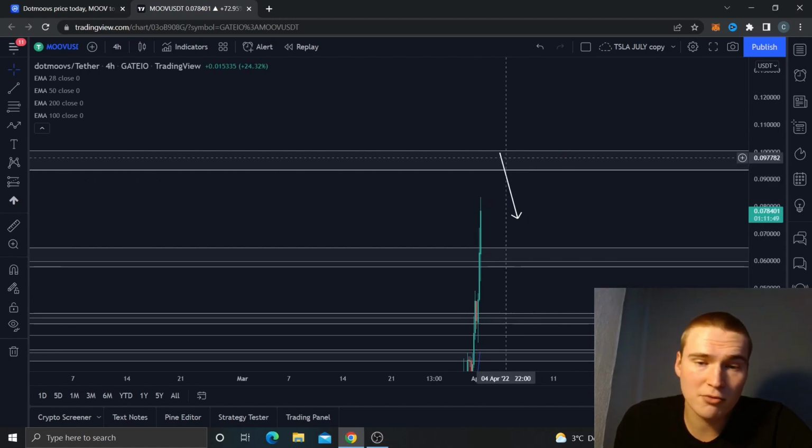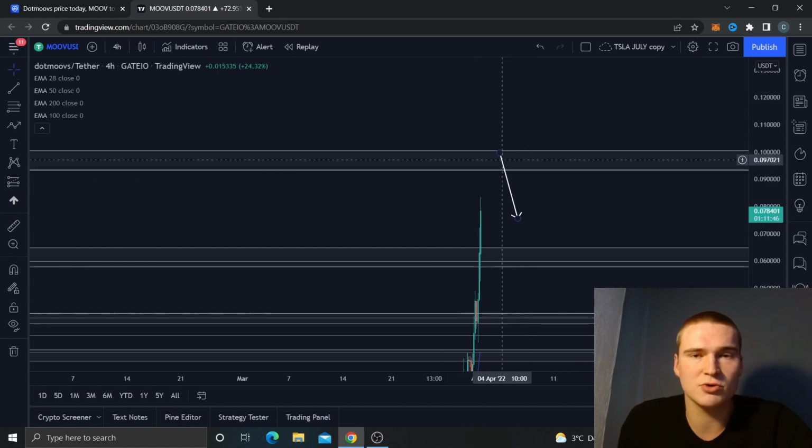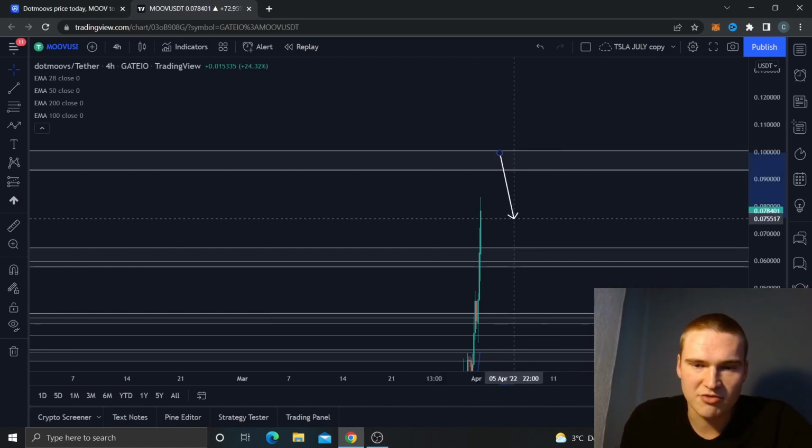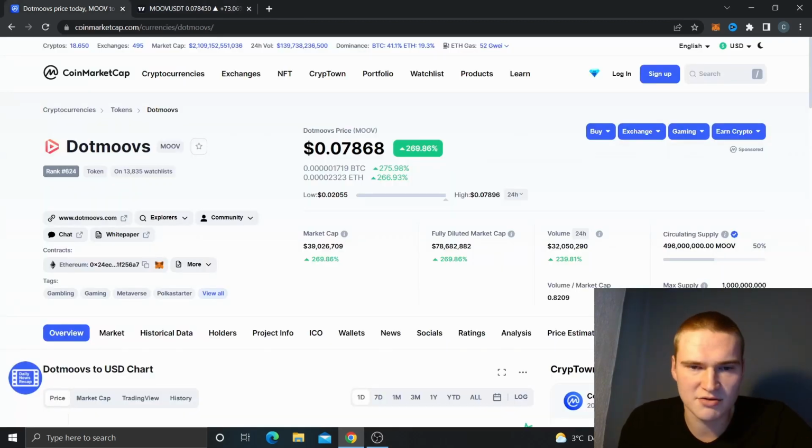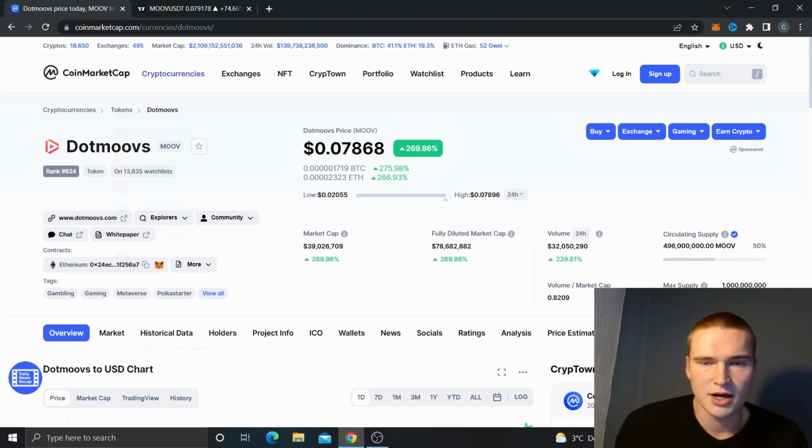But I think we actually have a fair chance at getting towards that 10 cents level, definitely if it follows in the footsteps of GMT. You should know it's up 270% already, but the market cap is still relatively low, so with relatively low capital you could actually boost the price quite a bit.